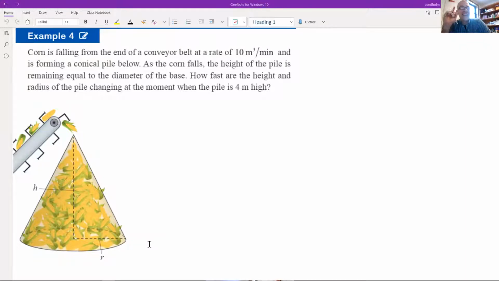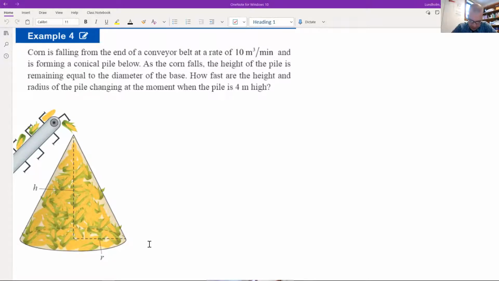Corn falling from the end of a conveyor belt at a rate of 10 cubic meters per minute, and it's forming a conical corn pile below. As the corn falls, the height of the pile is remaining equal to the diameter of the base. How fast are the height and radius of the pile changing at the moment when the pile is 4 meters high?